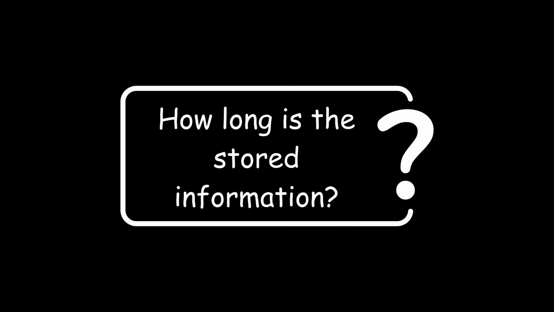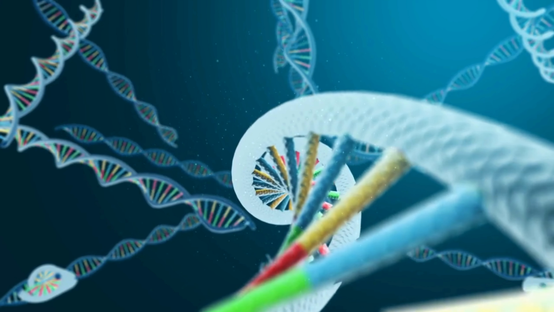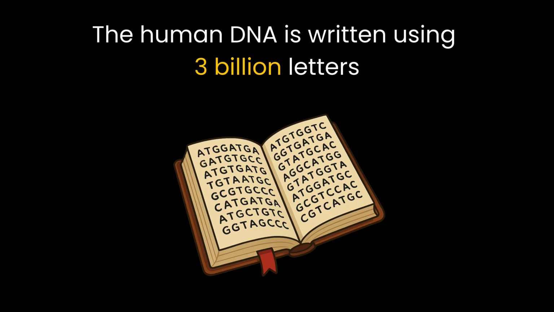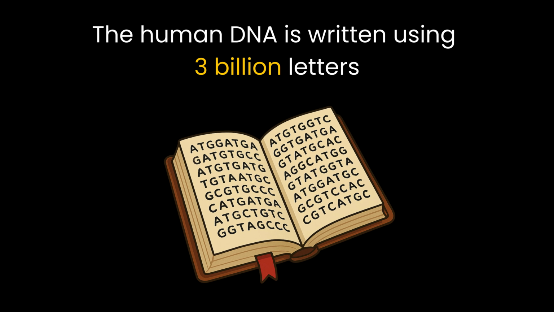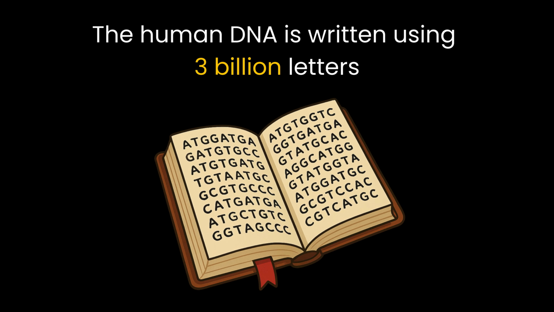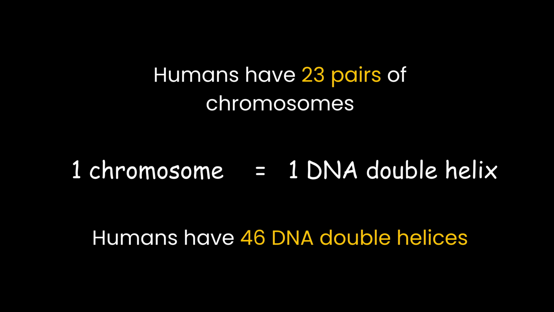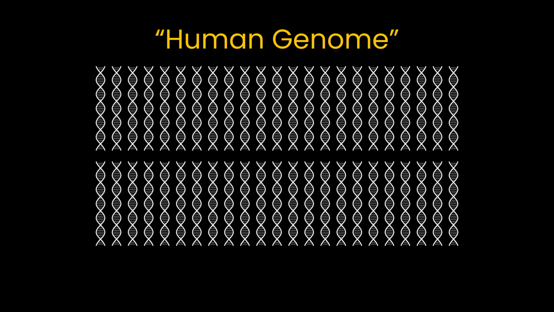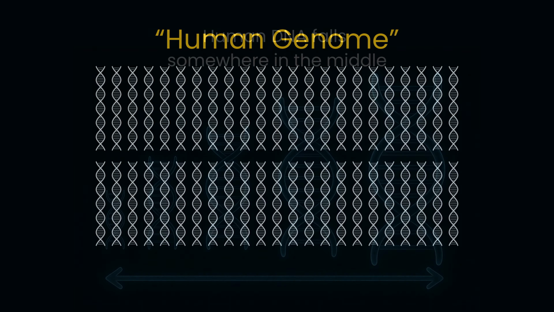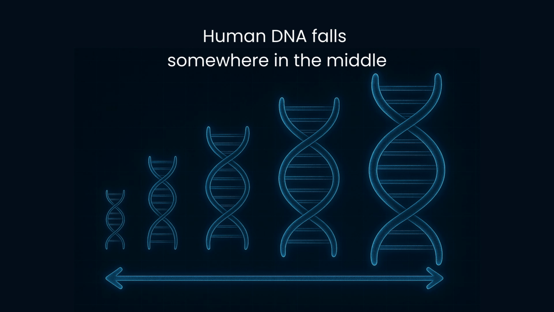How long is the information encoded in DNA? In a single human cell, 3 billion letters make up the genetic instructions, or DNA. This entire set of DNA instructions found in a cell is called the genome. There are 23 pairs of chromosomes in a human cell, so there are 46 DNA double helices. All of them together is called the human genome. But here is the twist. Humans are not even close to having the longest genome.